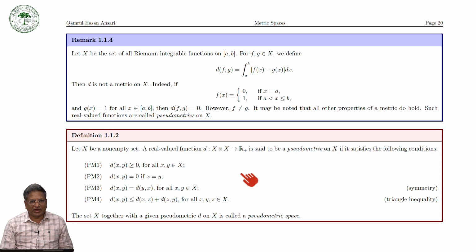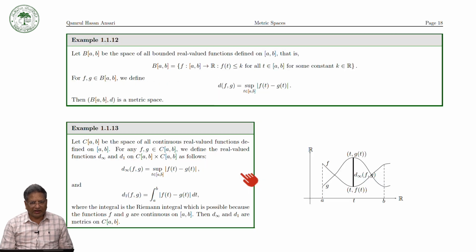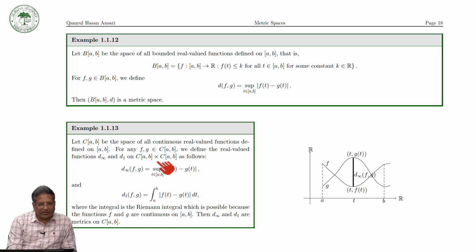Now the question is that we have defined this metric d1 as the integral of this one. Here we are taking C[a,b], f and g are elements of C[a,b], and we are considering the integral. This is the Riemann integral. The functions are Riemann integrable. Now the question is, if these functions are not continuous, whether this is a metric or not.